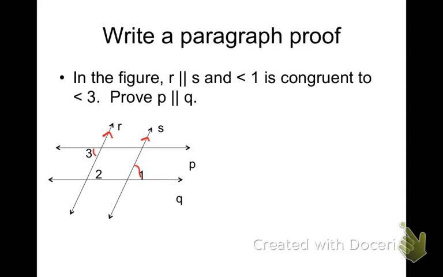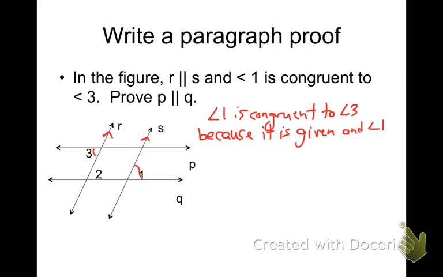Now I'm going to do my best here in the space to write this paragraph proof out in words. But let's talk through how we're going to do that. So if R and S are parallel, then P and Q are both transversals that carry all the angle relationships that a transversal that cuts two parallel lines carries with it. So I know that angle 1 is congruent to angle 3 because it is given.